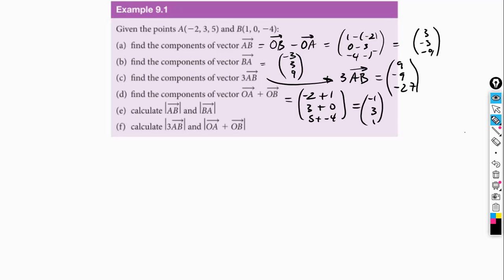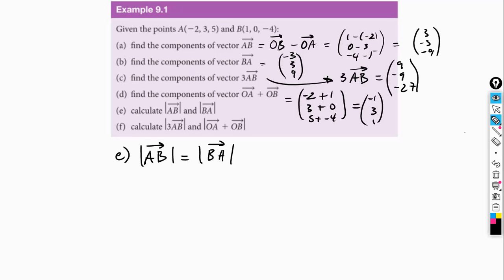For part E, it says calculate the modulus of vector AB and the modulus of vector BA. Now, one thing to notice here is that these two are equal. The magnitude of AB is equal to the magnitude of vector BA, because although they are opposite in direction, they must have the same magnitude.